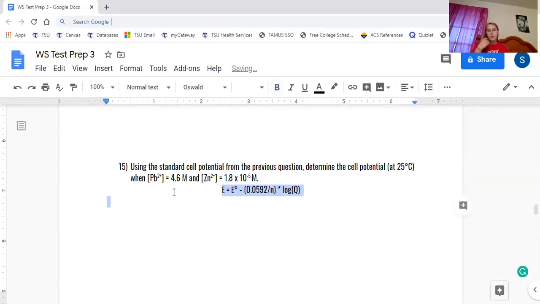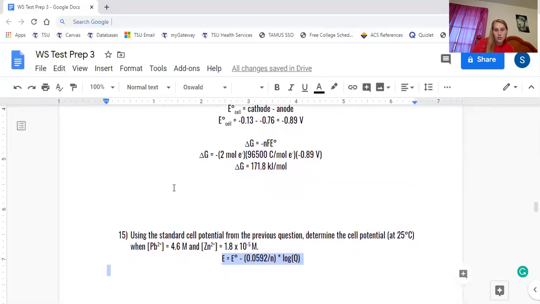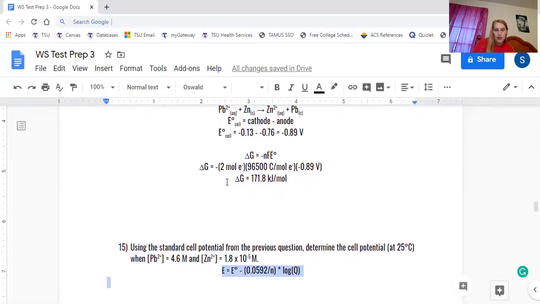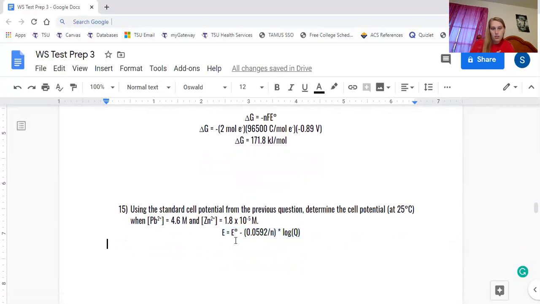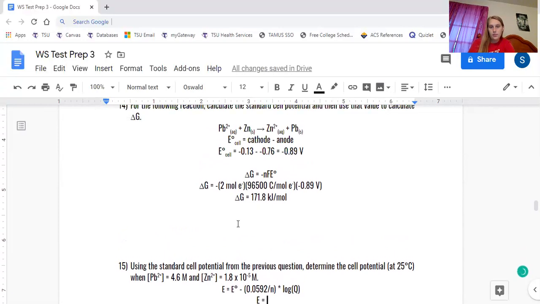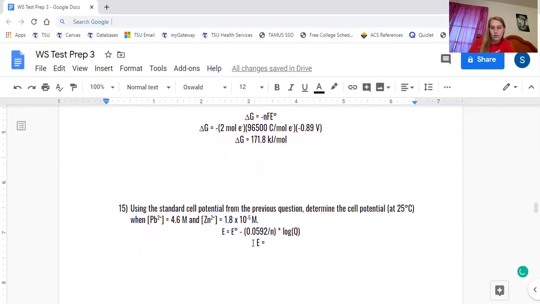Using the standard cell potential from the previous question, determine the cell potential at 25 degrees Celsius when the concentration of the lead ion is 4.6 molar and the concentration of the zinc ion is 1.8 times 10 to the negative 5 molar. What we solved for up here was E cell, so we already have it. Our E cell was negative 0.89 volts.